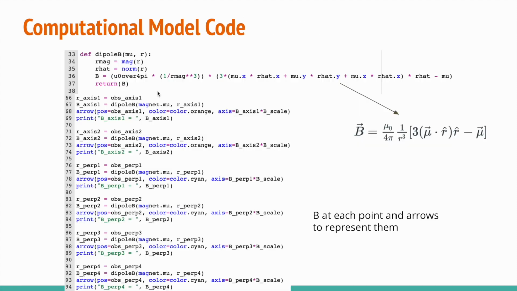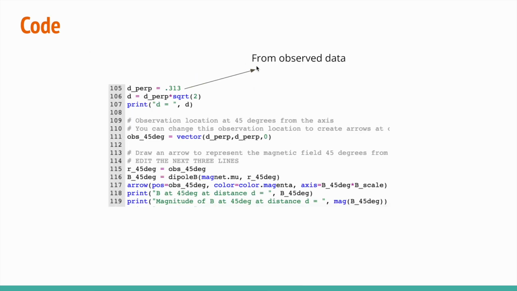For the computational model, I first defined the field for a dipole by defining the magnitude of r and r hat, and then using this equation, which was just put into code. Once I had that function, I used it in order to create magnetic fields at each of these points, and I created arrows to represent these points. Some of these points are along the axis and some are perpendicular. I set d perp equal to 0.313, which we found from the observed data, and then created one last point, which was 45 degrees to the axis.